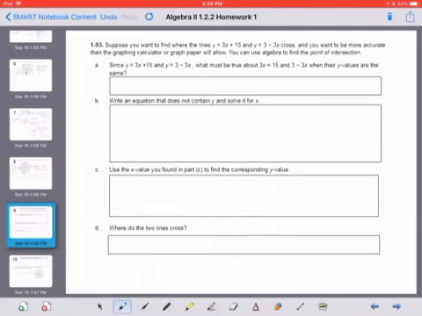So problem 93 says, suppose you want to find where the lines y equals 3x plus 15 and y equals 3 minus 3x cross, and you want to be more accurate than your graphing calculator or graph paper will allow. You can use algebra to find the point of intersection. So since y equals 3x plus 15 and y equals 3 minus 3x, what must be true about 3x plus 15 and 3 minus 3x when their y values are the same? So the answer is they must be equal.